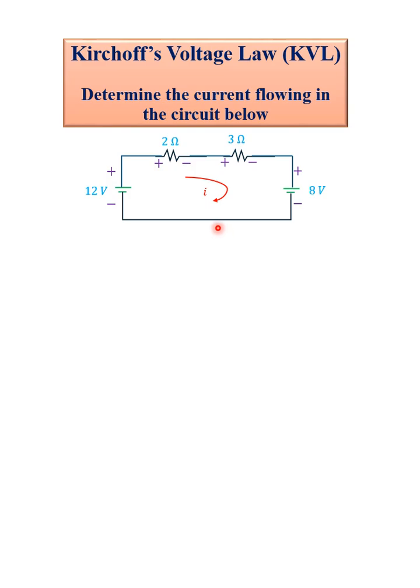We can now apply KVL. Applying KVL in the loop simply means, let's talk about what KVL is. KVL simply means the algebraic sum of the voltages in a loop is equal to 0. That is Kirchhoff's voltage law. It states that the sum of all the voltages in a given loop must be equal to 0.